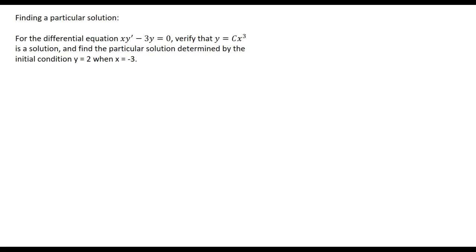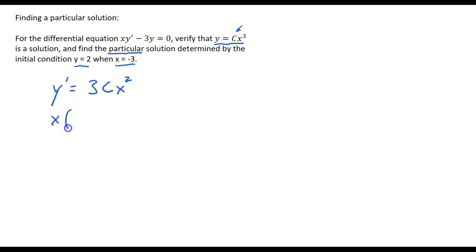Okay, in this problem, we have a given differential equation, and we want to verify that this equation is the solution of it, and then we're going to find a particular solution. And to do that, they're going to give us an initial condition for y and for x, and we're going to use these to figure out what c is. So here we go. We have x y prime minus 3y. Well, there's x, there's y. We're going to take the derivative to get y prime. So y prime is going to be 3cx squared.